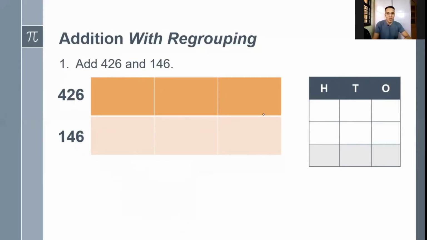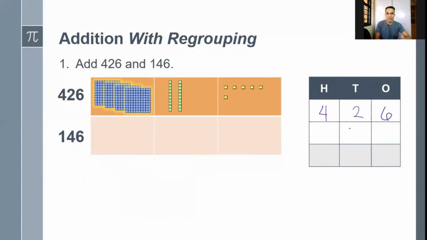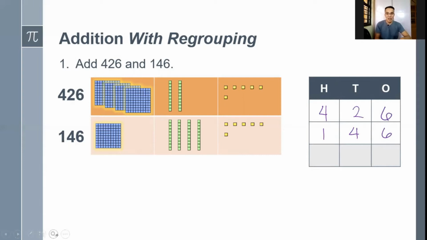In number 426, there are 4 hundreds, 2 tens, and 6 ones. So I'm going to write here 4 hundreds, 2 tens, and 6 ones. We have the number 426. In number 146, there's only 1 hundred, 4 tens, and 6 ones. So I write here 1 hundred, 4 tens, and 6 ones. That is number 146.